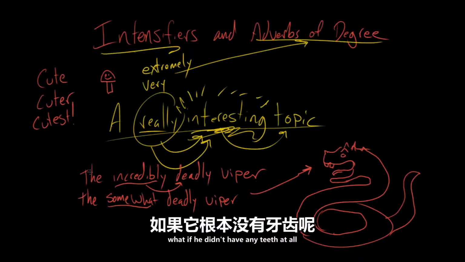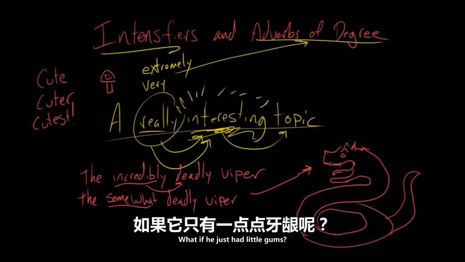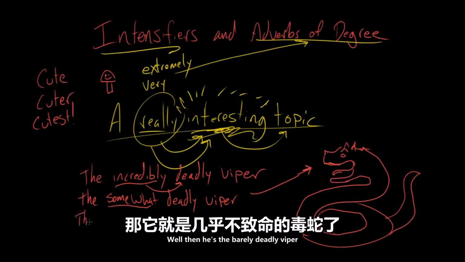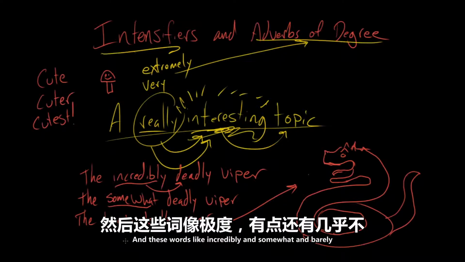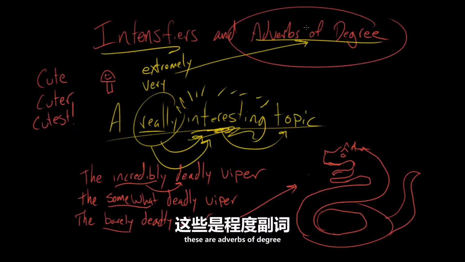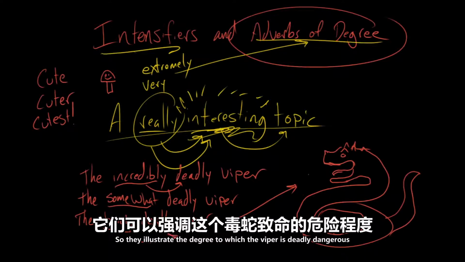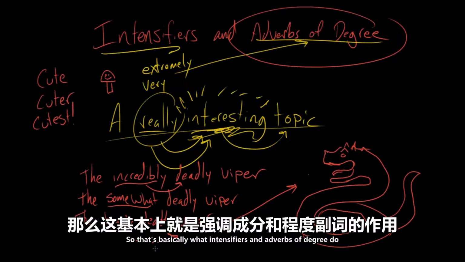And you could also say, what if he didn't have any teeth at all, this ostensibly deadly viper? What if he just had like little gums? Well, then he's the barely deadly viper instead. And these words like incredibly and somewhat and barely, these are adverbs of degree. So they illustrate the degree to which the viper is deadly dangerous. So that's basically what intensifiers and adverbs of degree do.